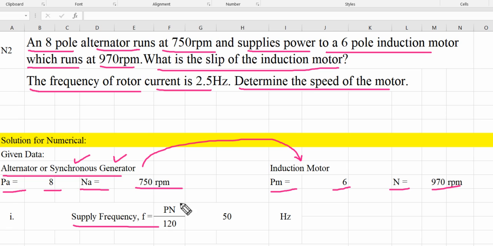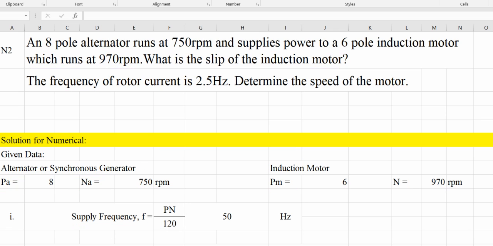Then we have to evaluate the supply frequency, that is, f is equal to PN divided by 120. This is the formula related to the alternator. In the case of the alternator, 8 poles and the speed are given, so 8 into 750 divided by 120. According to this formula, we will get a frequency of 50 Hz. This is given to the induction motor.